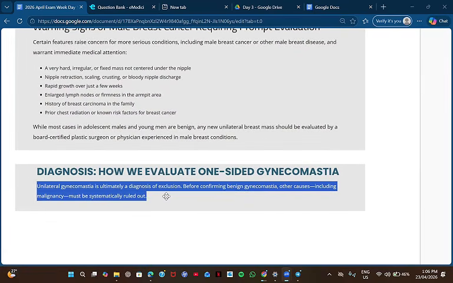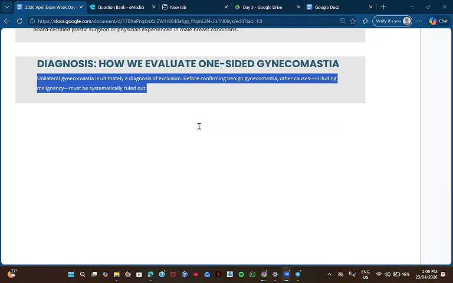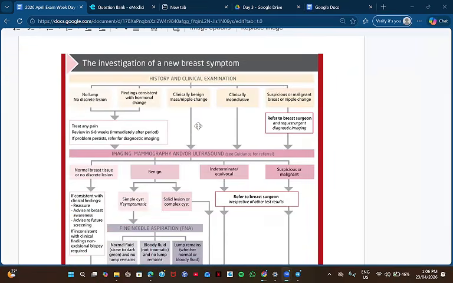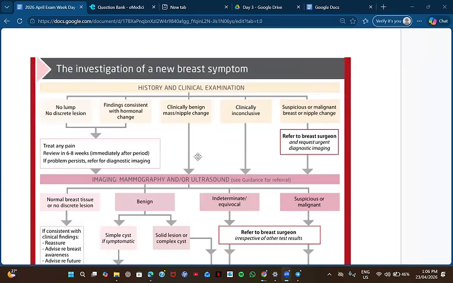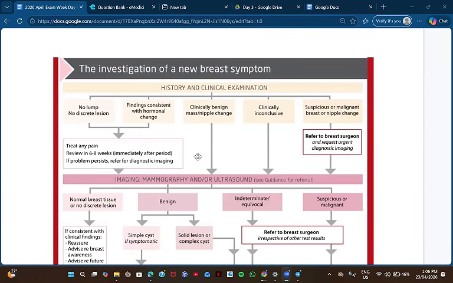So unilateral gynecomastia, we usually consider it as cancer until proven otherwise, right? So in that case also we have to use this chart. I hope you remember this chart, it is very familiar. Each month they are asking something from this chart, either from the cyst, mass, like that. Here, what should we do?